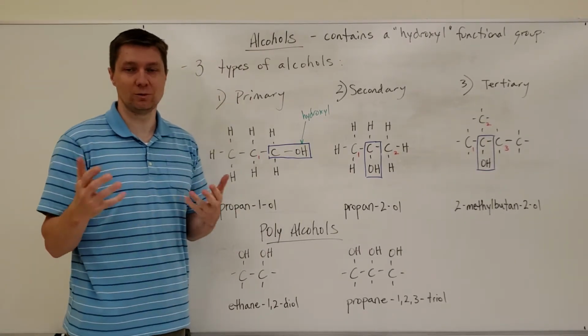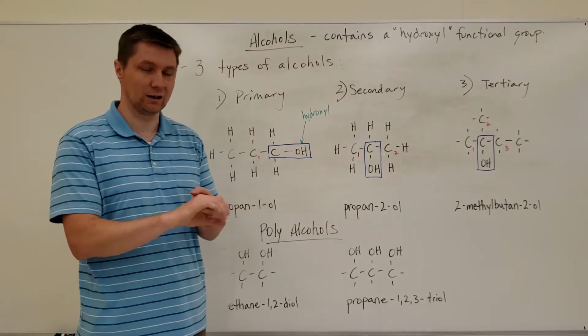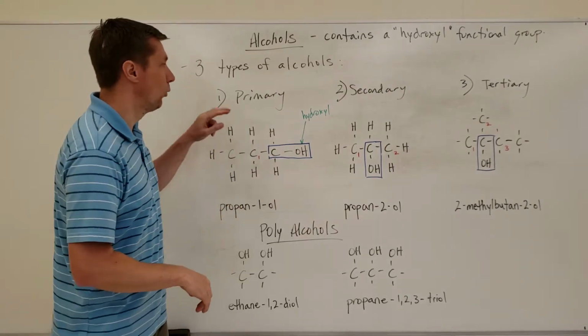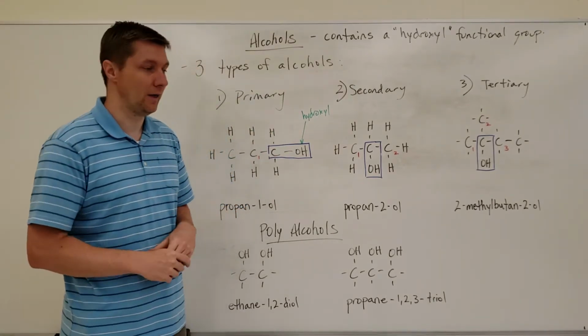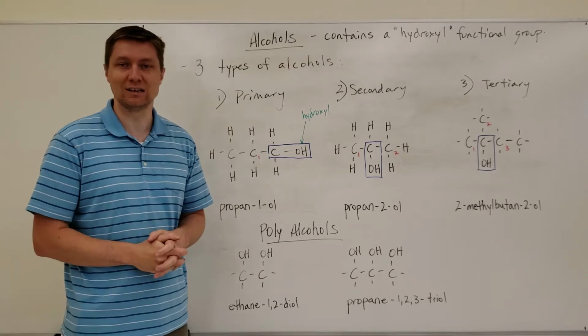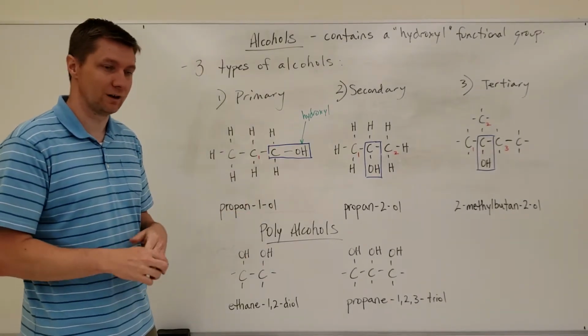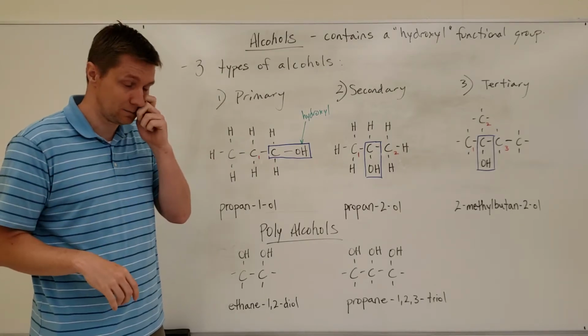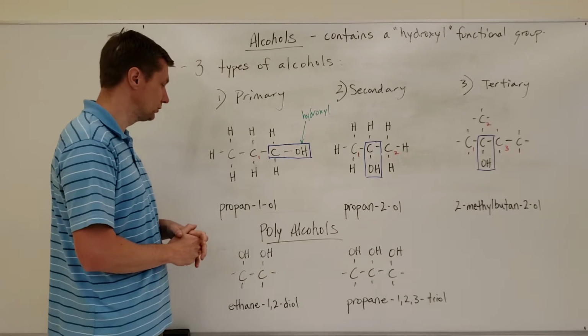So first thing you need to be able to do is identify what are alcohols. Second, you need to be able to identify what kind of alcohol it is, primary, secondary, or tertiary. And then the last thing you need to be able to do is obviously name them. And the way that we name these is very simple, a simple adjustment to the rules that we've already covered with organic molecules.